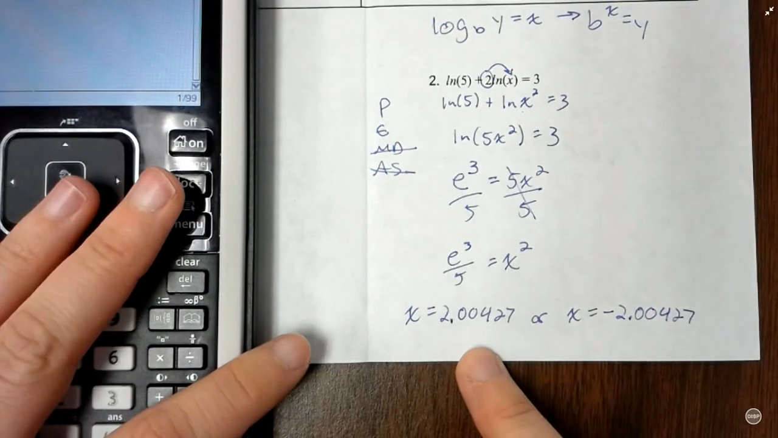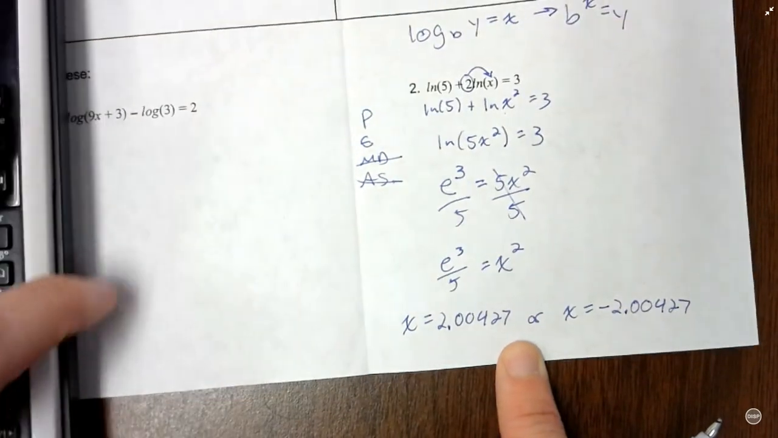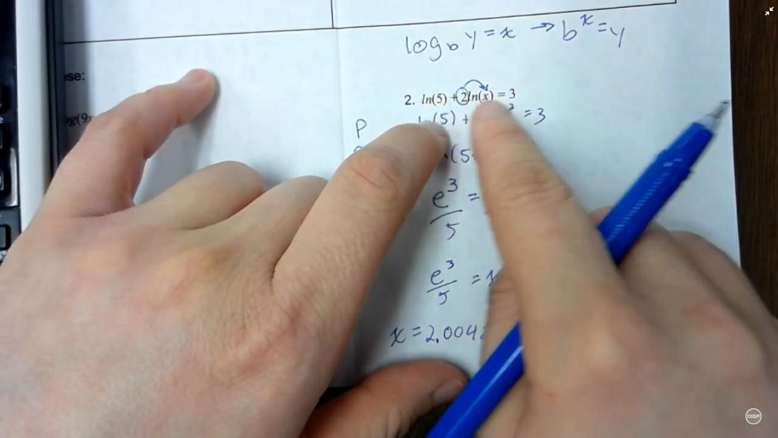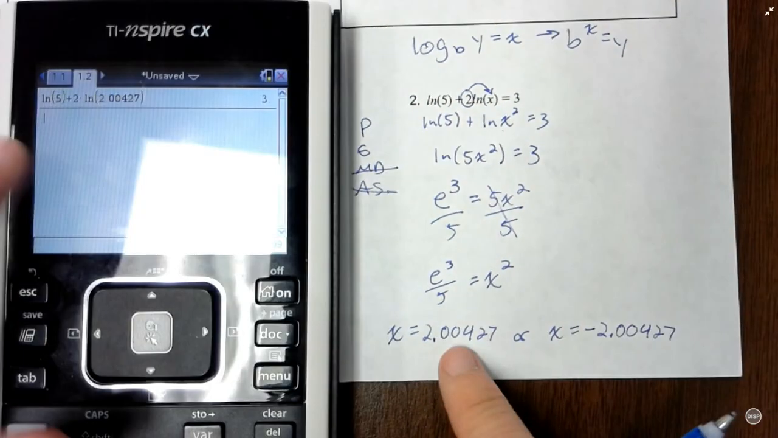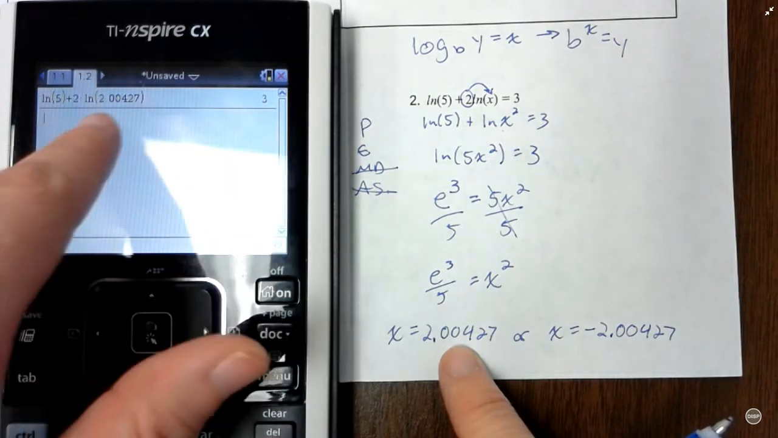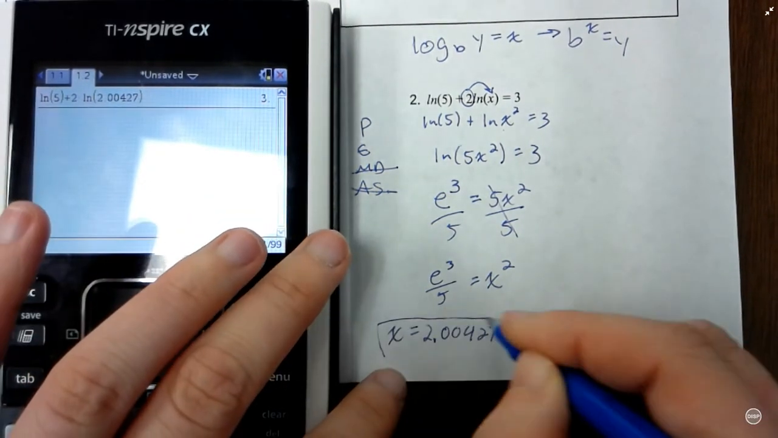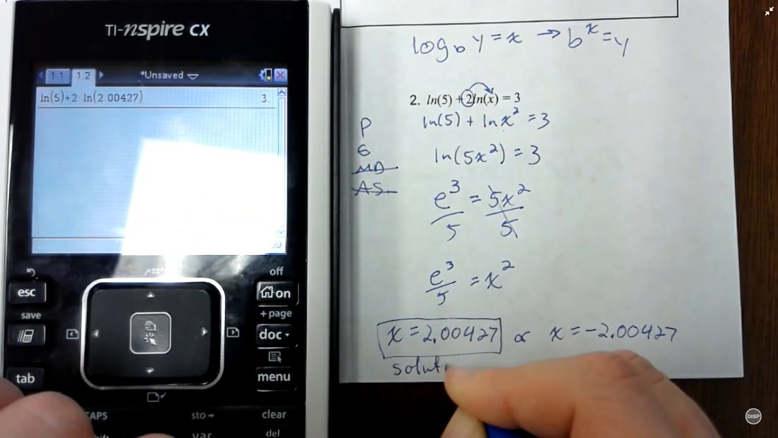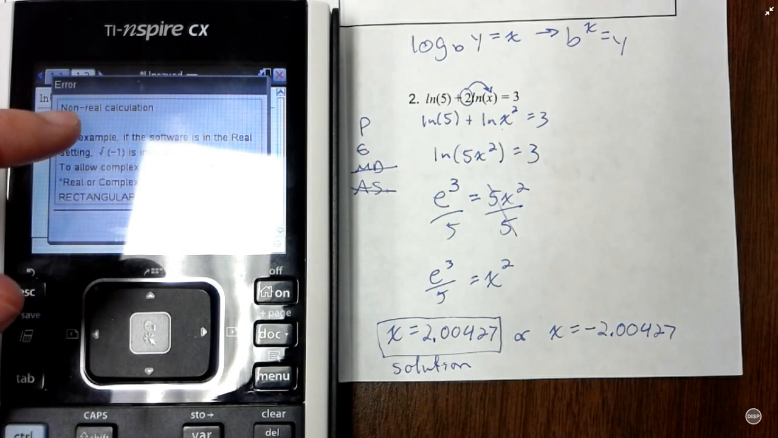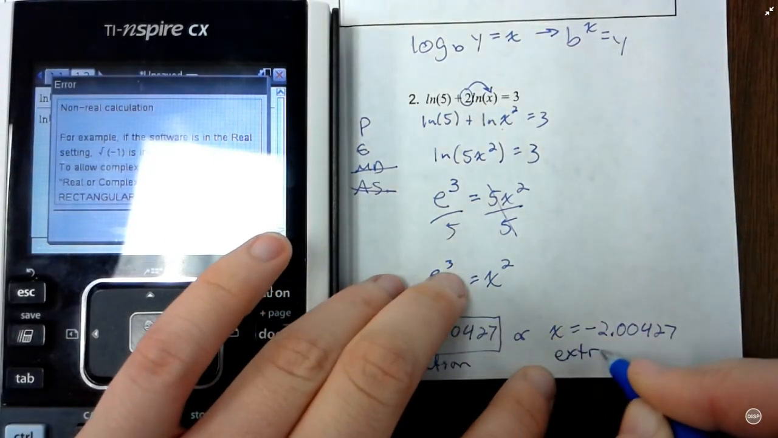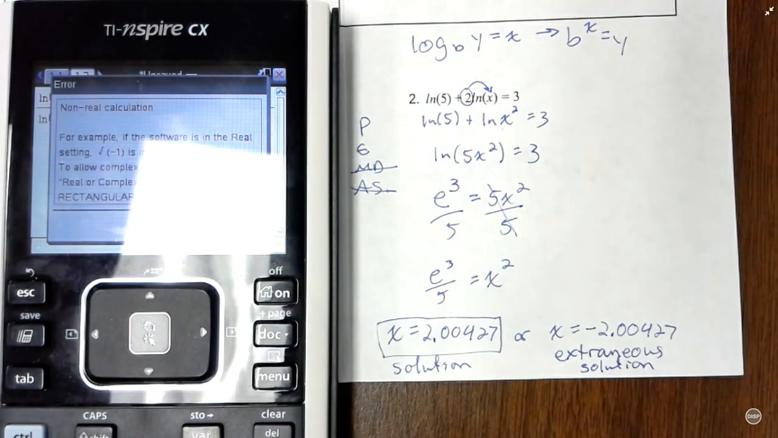There you go. Now, what do we need to check for? All right, so plug that back in. Again, you can just plug it back into this log part and make sure it doesn't come out with an error message. So my positive solution works out fine. It does not give me an error message. I did, in fact, get the right solution. It comes out to 3. So yay, this one's good. That's a solution. Now let's check the negative one. Oh, non-real calculation. Check that out. So this is extraneous. It is not actually a solution to this equation, so just be real careful and make sure you check for that.